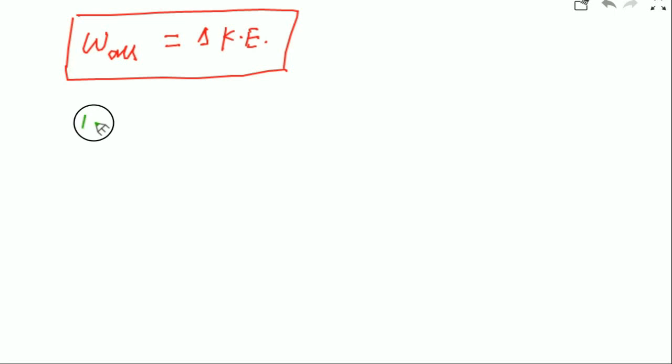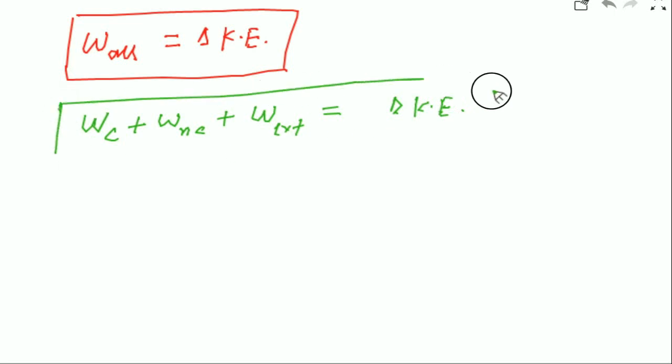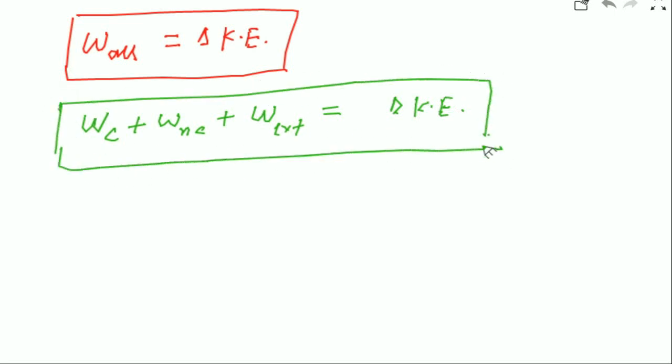Or you can write it differently: work done by the conservative force, plus work done by the non-conservative force, plus work done by some external force, equals the change in kinetic energy. So work done by all forces equals the change in kinetic energy. And always remember, change in kinetic energy is final kinetic energy minus initial kinetic energy, because the minus sign is sometimes very important.